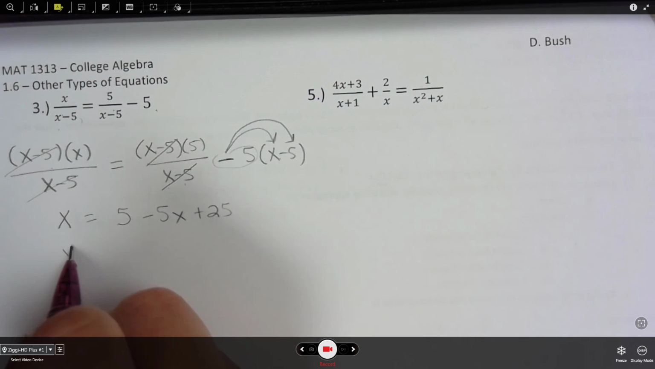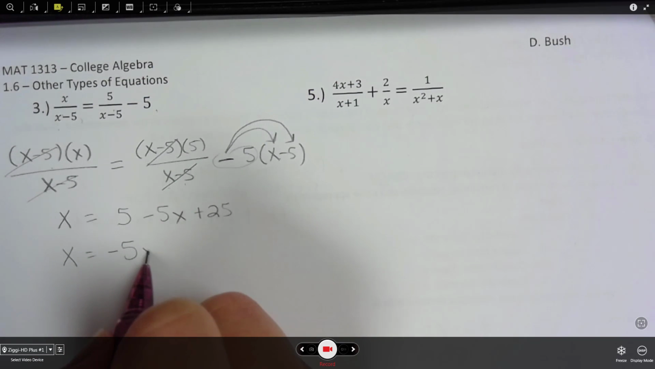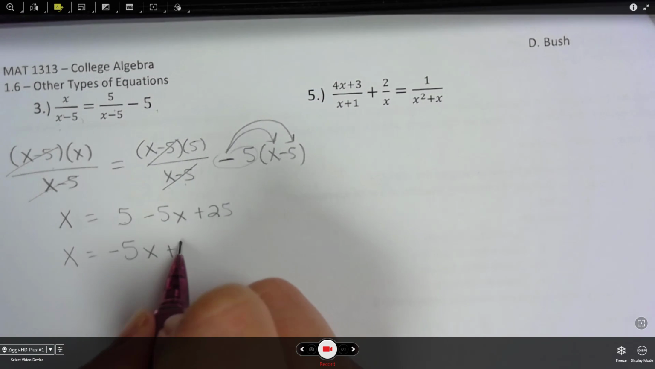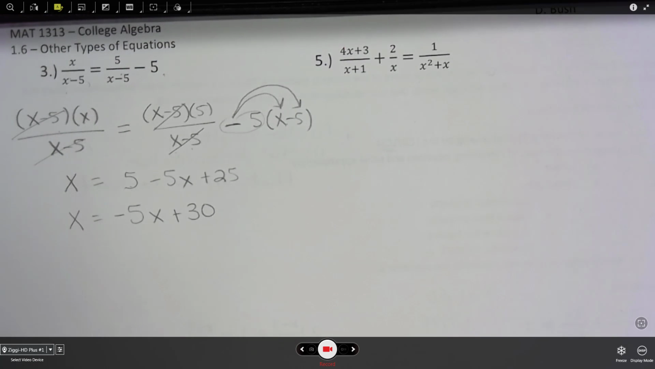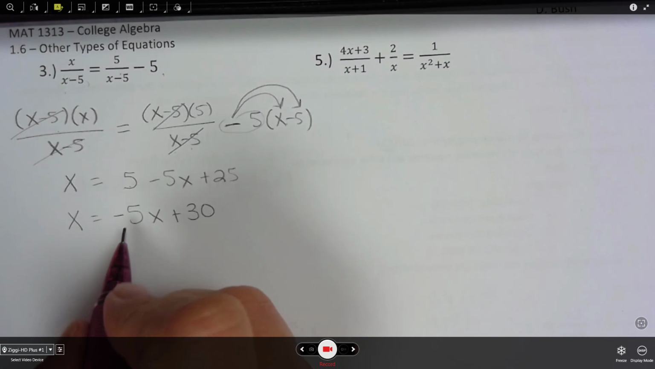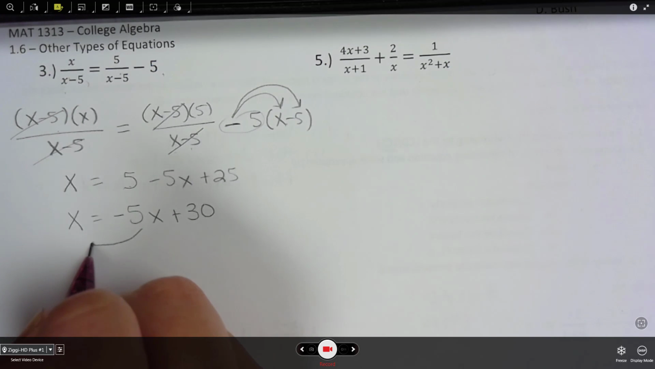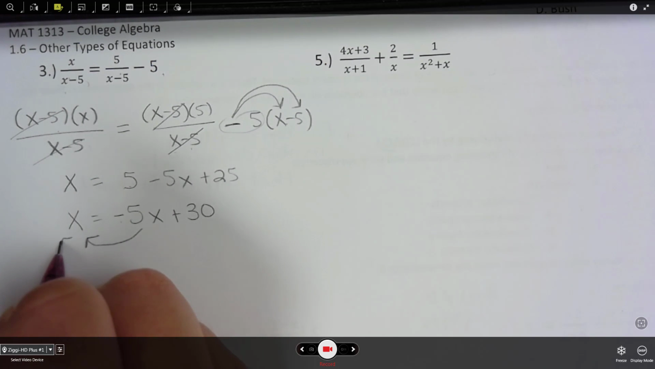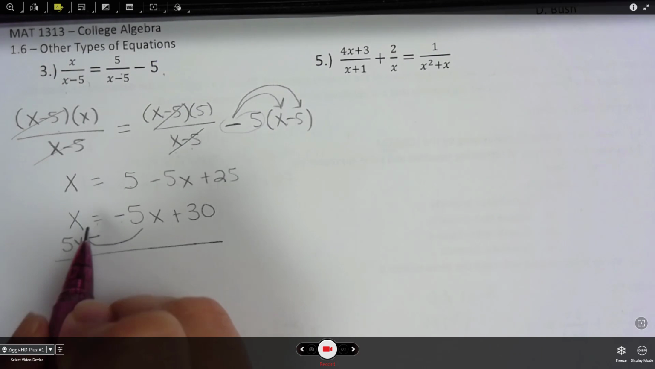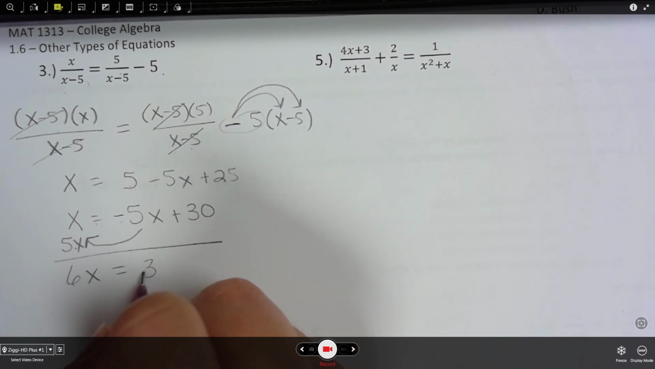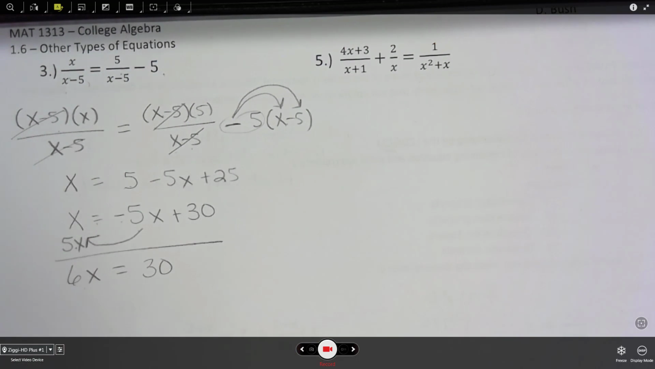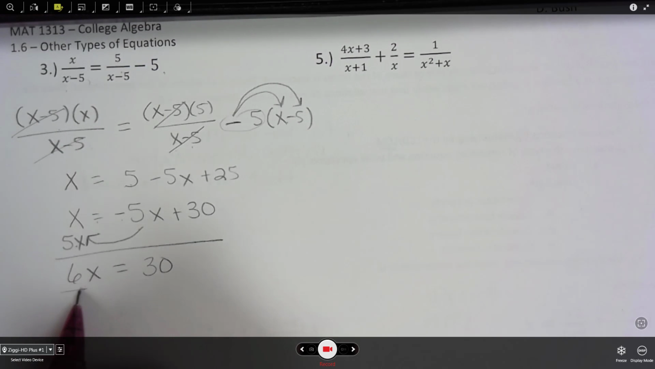All right, now I'm going to simplify. So 5 and 25, I can combine those together to get 30. All right, I see that I have a linear equation, so I'm going to get my variable terms on one side, constants on the other. So I'm going to move this negative 5x over here with this x. When I cross the equal sign, or if I add it to both sides, I get a positive 5x plus x makes 6x. I'm then going to divide by 6 to say that x equals 5.